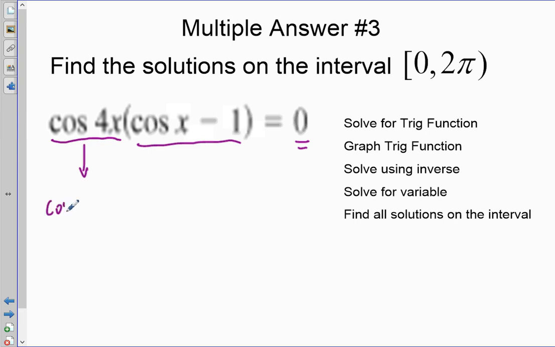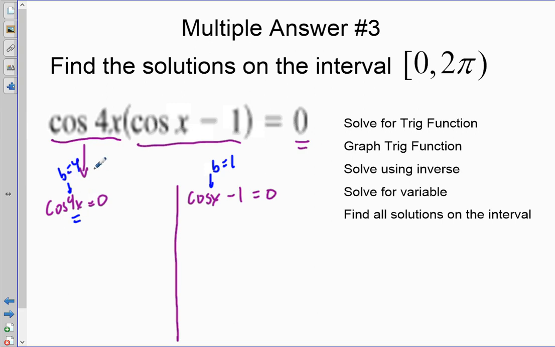We're going to take cosine of 4x and set that equal to 0. And then on this side, we're going to take cosine of x minus 1 and set that equal to 0. I'm going to do the simple one first, and the simple one I'm referring to is the one that does not have a b value of something other than 1. So right here, we notice that our b value is 1. And here we see our b value is equal to 4.